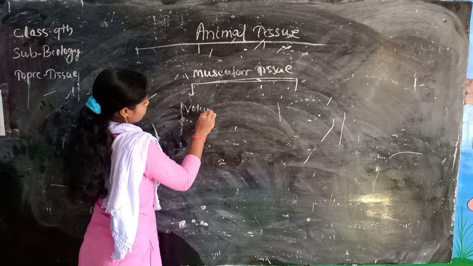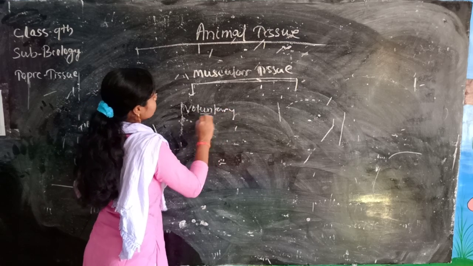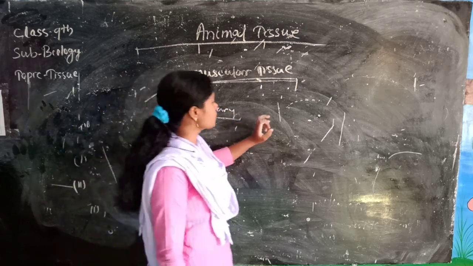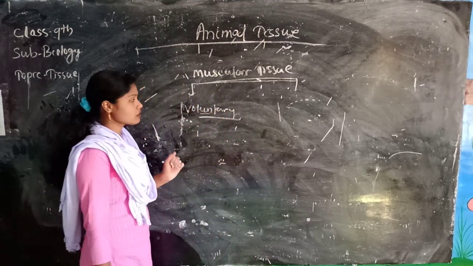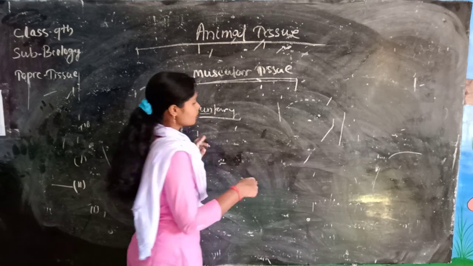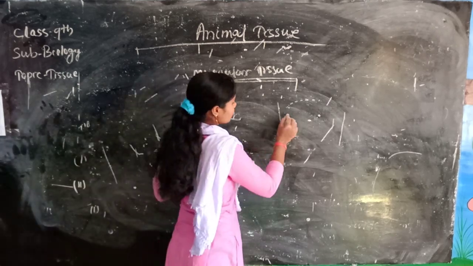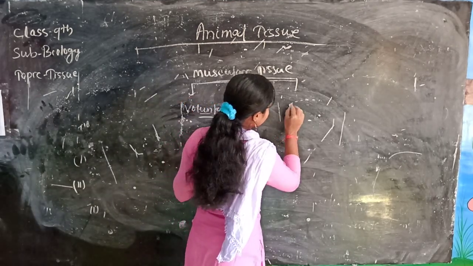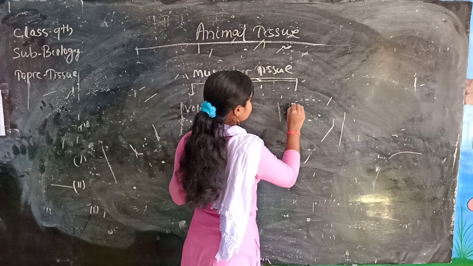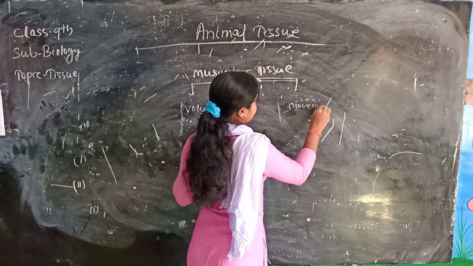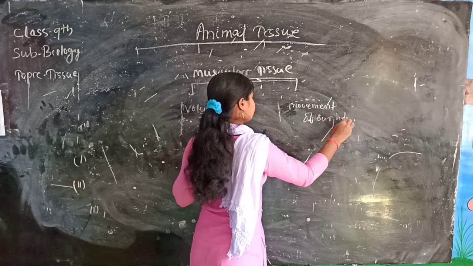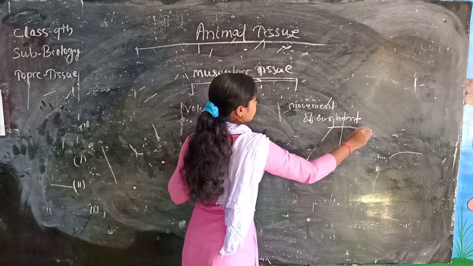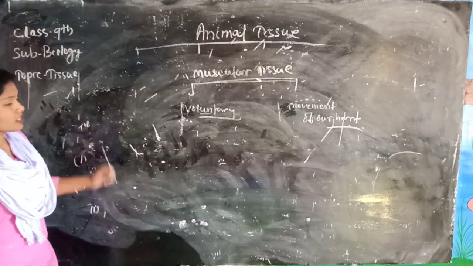Voluntary. And involuntary muscles means the movement which we cannot control by our will are called involuntary muscles. So an example of involuntary muscles is the movement of our heart.